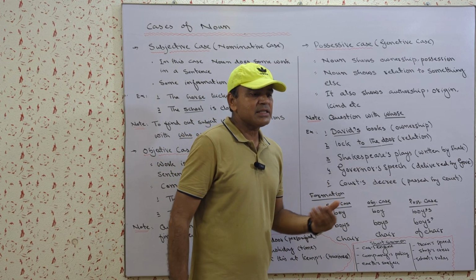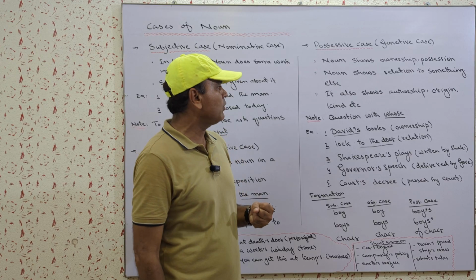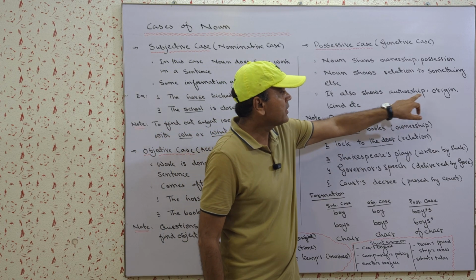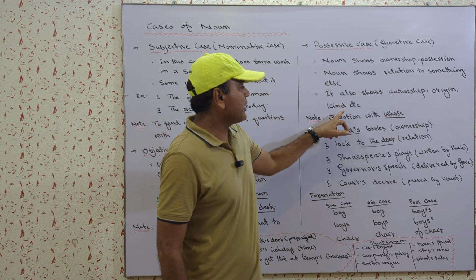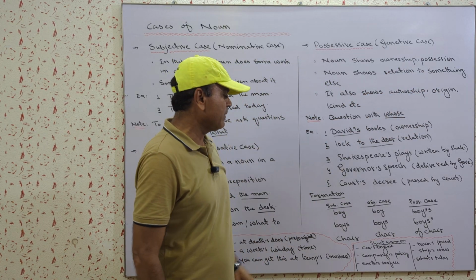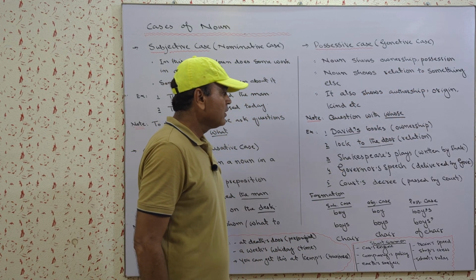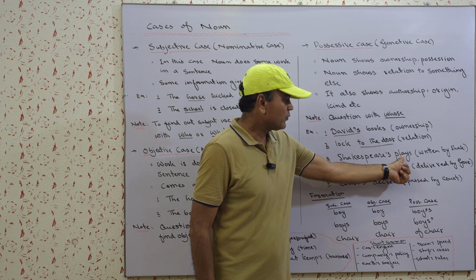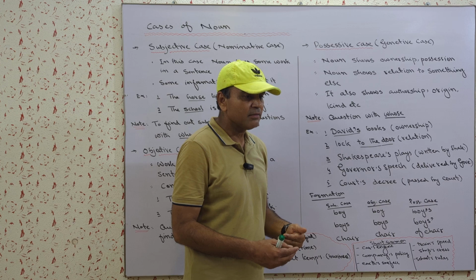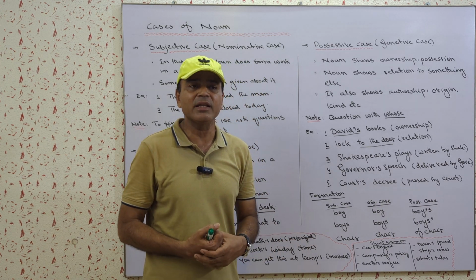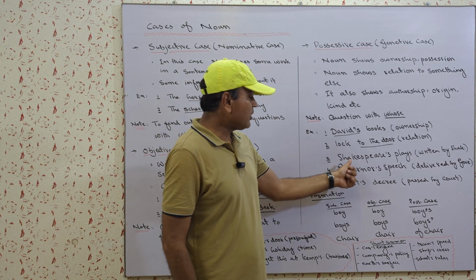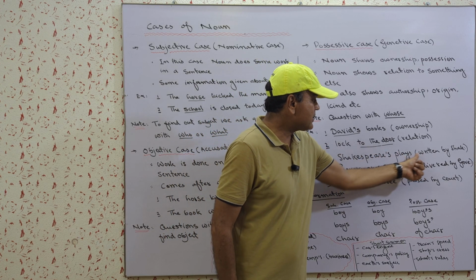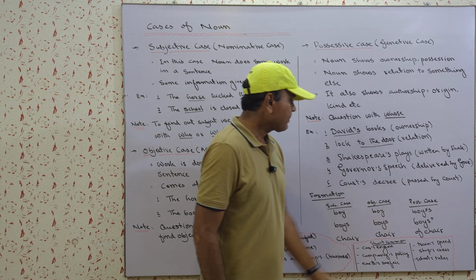There are some other cases where we can also consider a noun as a possessive case, like if it shows authorship, origin, and kind, and there are so many other cases too. For example, if I say Shakespeare's plays, here I can't say that my concept is ownership, but actually my concept is that Shakespeare is the writer of the plays, so here it is showing authorship.